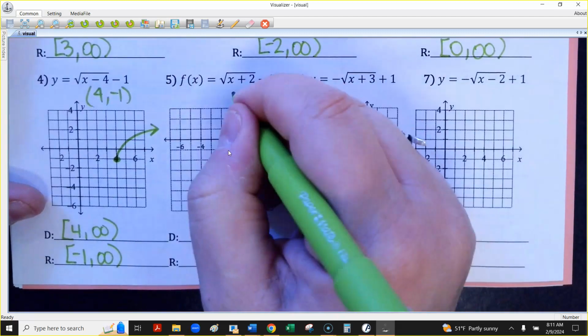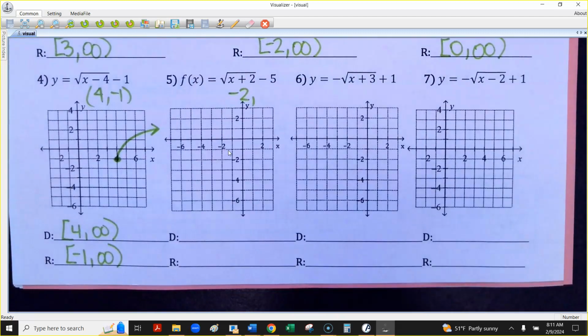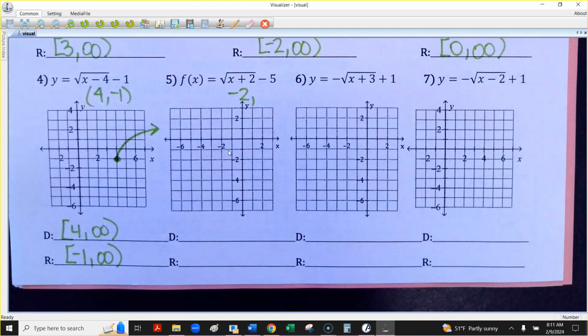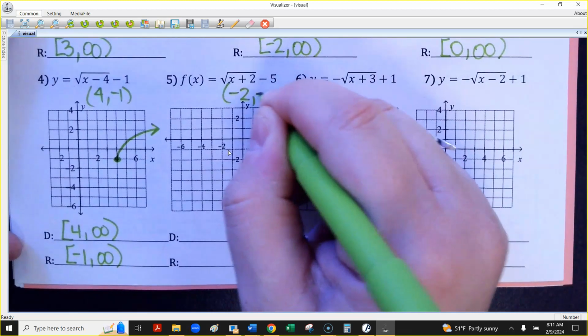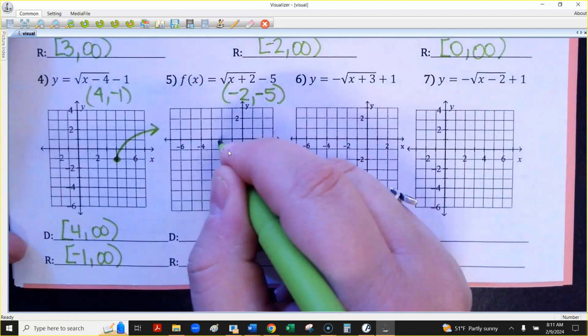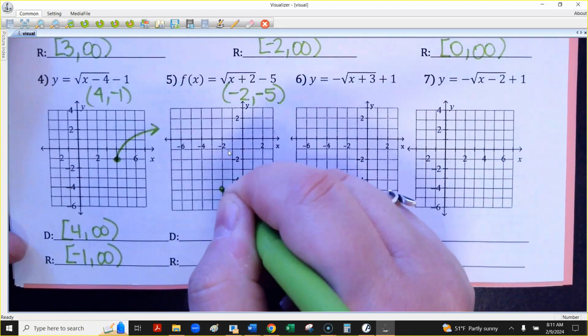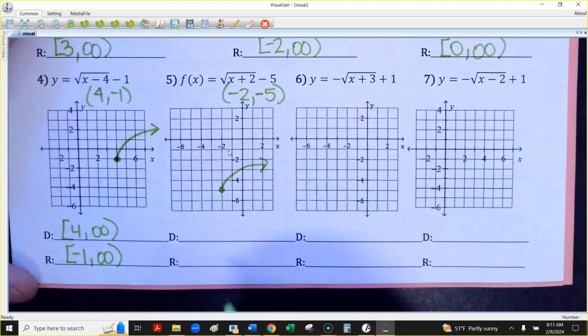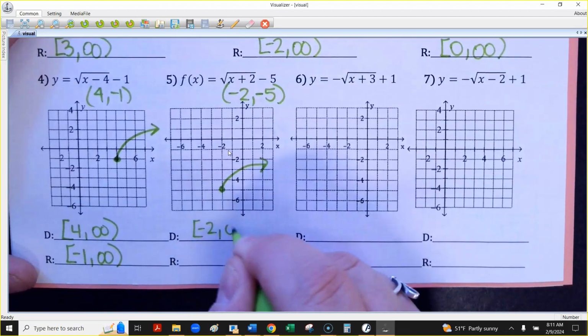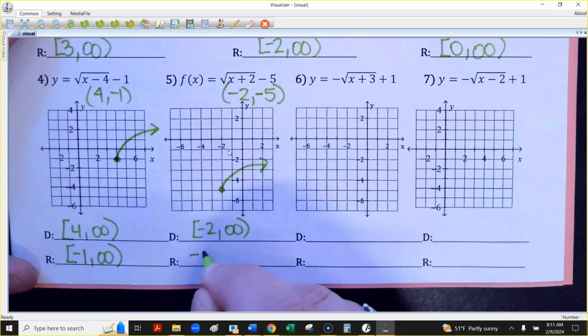Yeah, -2. Whatever's inside with the x, do the opposite of what it looks like. It's where it sets it equal to 0. That's where it's going to start. So it's -2. Outside, just copy it, -5. So -2, -5. And then just top half of that sideways U shape. And domain here, -2 to infinity. Range, -5 to infinity.